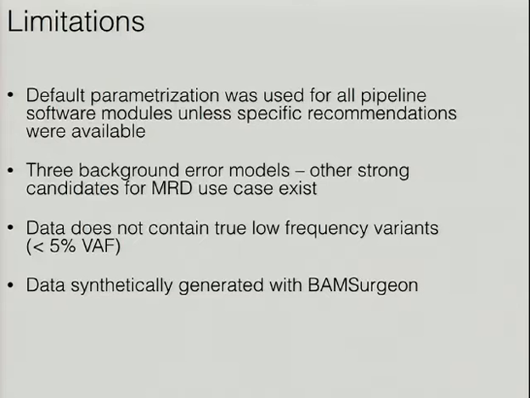So, limitations and future directions. As mentioned, there were a number of limitations. One of them was that we used default parameterization for all the pipeline software modules unless there were specific recommendations made available. Some of these were in the documentation, but not all modules had these. We also used 3 error models, but there were other strong candidates. I mentioned earlier Bayes Hammer and Quorum, and Bayes Hammer in particular may serve very well for the MRD use case. As mentioned previously, the data does not contain true low-frequency variants, less than 5% variant allele frequency. It was also generated synthetically using BAM-Surgeon. This is great because it gives us a truth set, but it's an open question how well BAM-Surgeon really does model the true biological variation we might see in cancer, which is very complex.